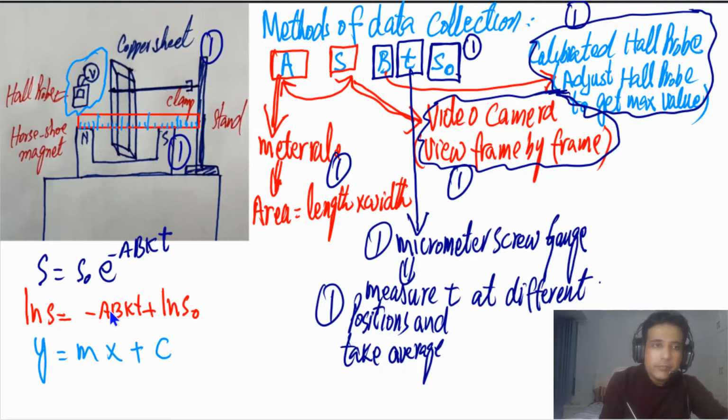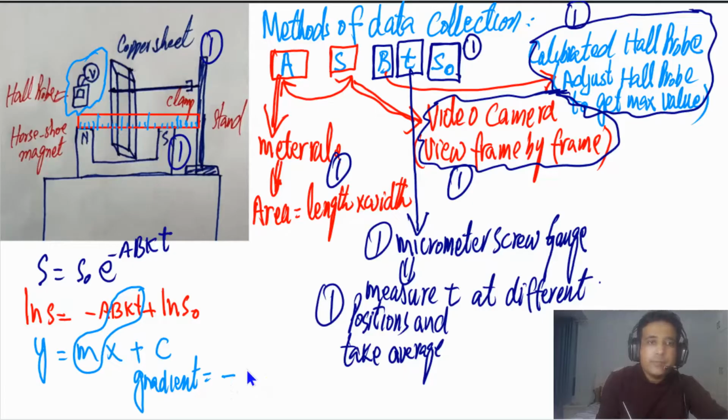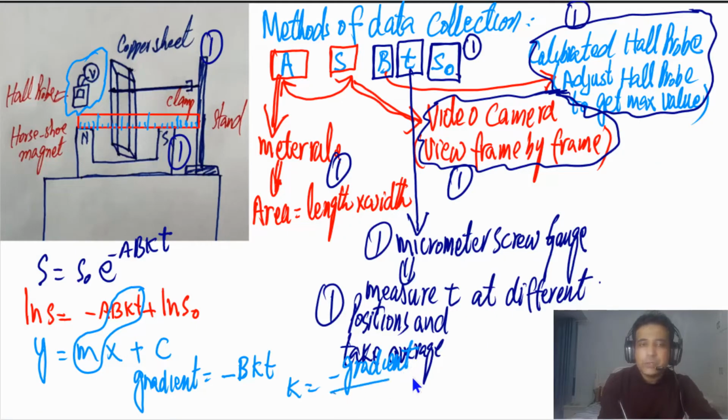So this is the gradient, and this one is our y-intercept. From here we can say that in this case, m means the gradient. So we have to find k. We can simply say gradient in this case is equal to negative b k t. So we need to determine k. From here, we can simply say k is equal to negative gradient divided by bt. If you write this one, you will get 1 mark.